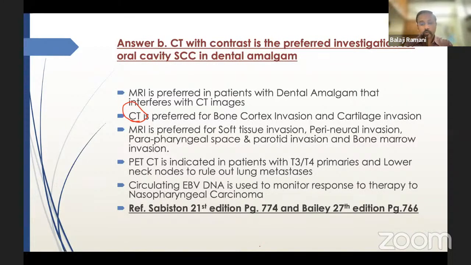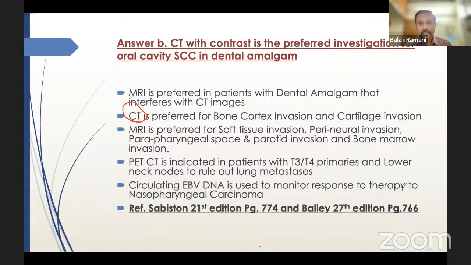But in general, for oral cavity alone, if they mention it, then you mark it as MRI, which will be the preferred thing. If they ask you again for amalgam, again MRI is the choice. If they ask you for the bony cortex invasion, or they say you want to assess a cartilage invasion, then you go for CECT as the option. On the other hand, when you have marrow invasion or soft tissue, if they have used these words, then the option is again going to be an MRI. So these are some clues that you will look for as far as the exam is concerned.